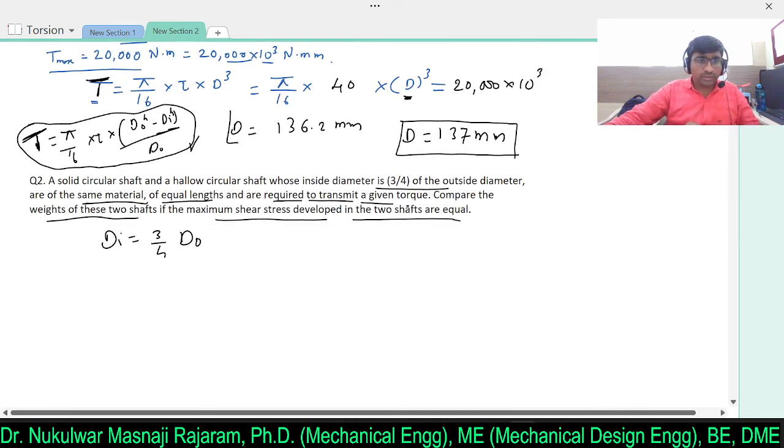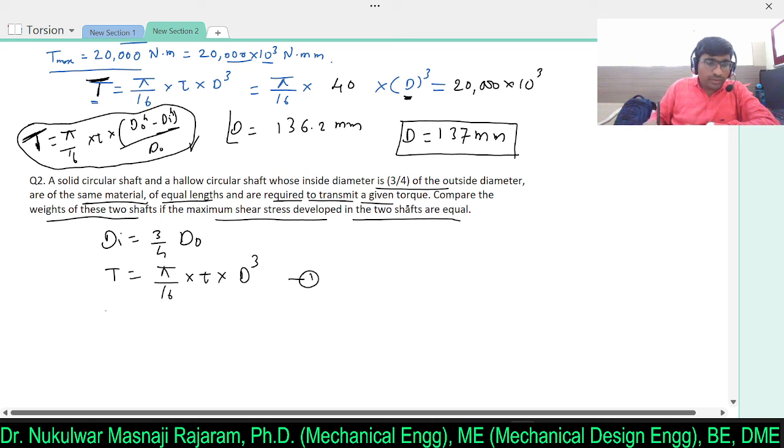Similarly, we will solve the same numerical. First I will consider the solid shaft, that will be T equal to pi by 16 into tau into d raised to 3. Here the torque will be the same, so I will call this equation 1. Again for the hollow shaft, torque equal to pi by 16 into tau into (do raised to 4 minus di raised to 4) divided by do. So instead of di I will write 3/4 times do.